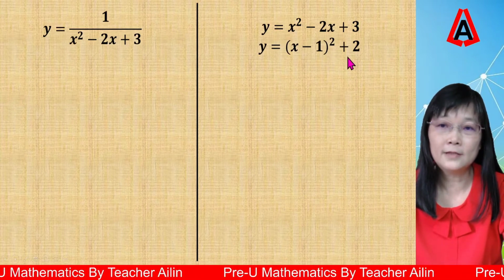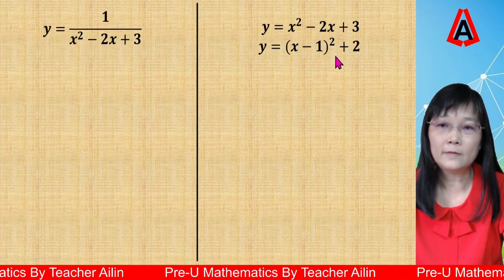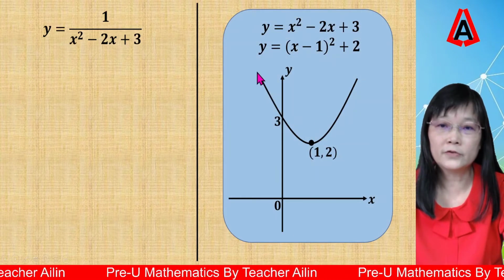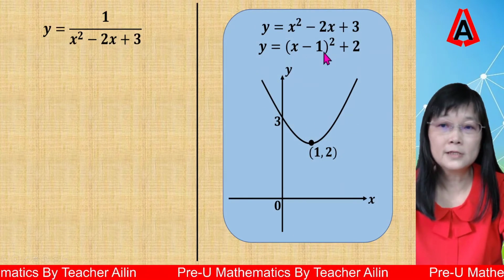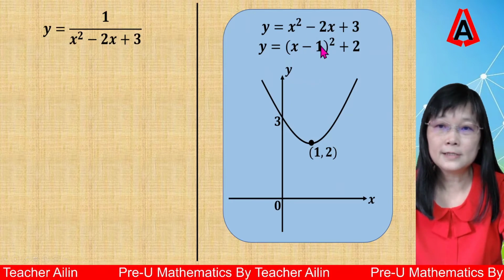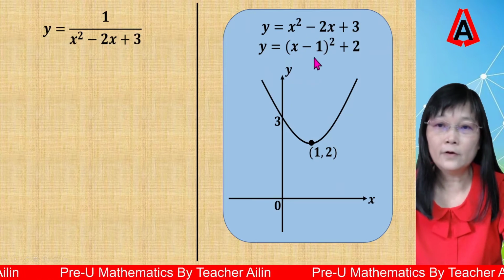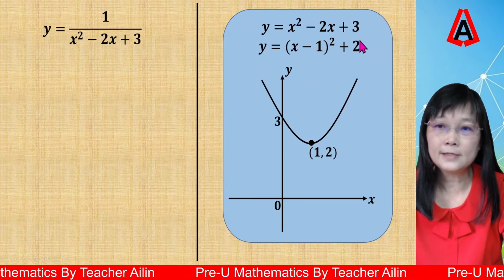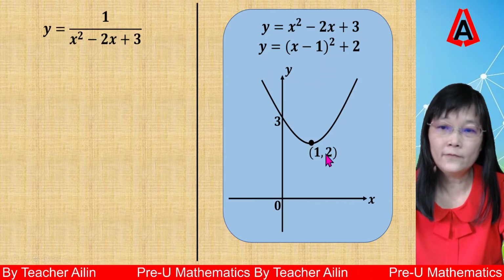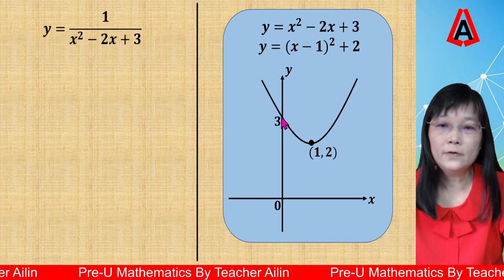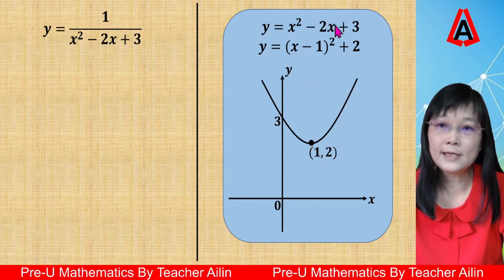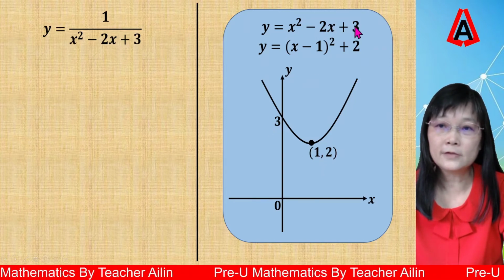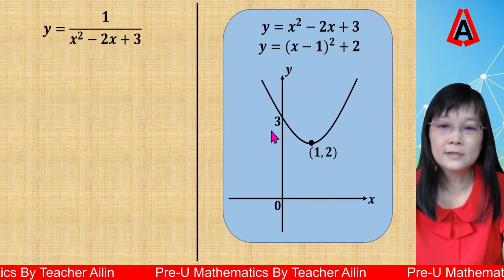Based on this form, now I'm going to sketch the quadratic function. Based on this completing the square, this is the value of x at the minimum point, and this is the value of y of the minimum point. For the y-intercept, when x is equal to 0, the y-intercept is 3.